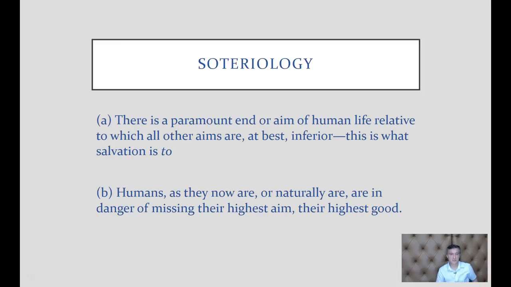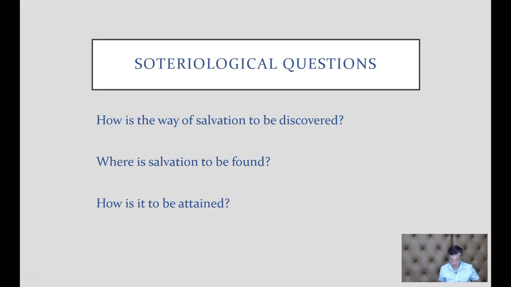And then the second part of a soteriology is the warning part of it, which is that as we naturally are, we're in danger of missing that highest aim, our highest good. That's the prognosis, as we naturally are. And so we need to attend to what we can do to get on the quest toward the supreme good. Otherwise, we will miss out, and we will continue to suffer the ill effects of being in the human predicament, without remedy.